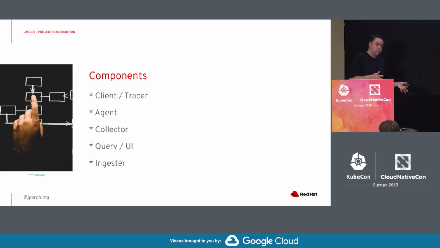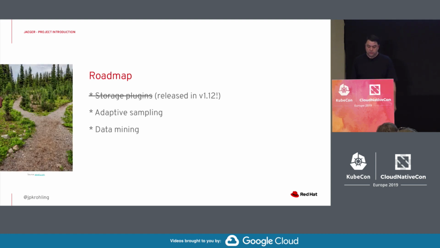And then we have the agent. The agent is a component that runs very close to your application and receives data from the tracer. We have a collector receiving data from either the client or the agent, and it stores data into a storage. We have a query or UI, and they're both part of the same binary, even though they're technically separated. And we have an ingester. One of the storage mechanisms for the collector is Kafka. So the collector can write to Kafka, and the ingester then reads a stream from Kafka and writes to the permanent storage.